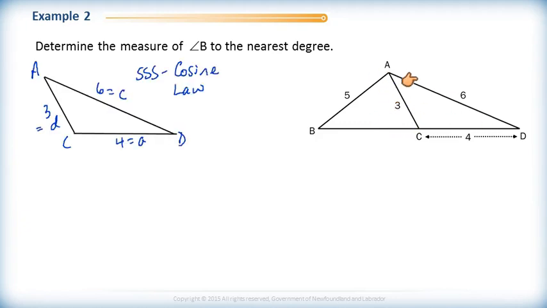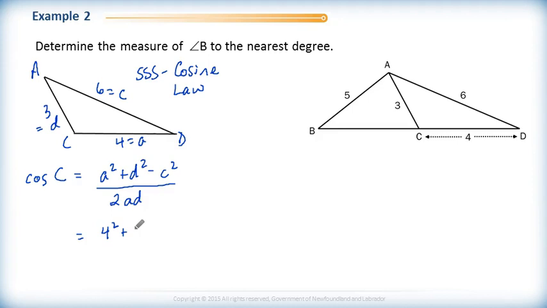I start by drawing a copy of triangle ACD over here, and I recognize that I have side, angle, side, so I use the cosine law. So cosine of angle C in that triangle is equal to a squared plus d squared minus c squared, all over 2ad. A is 4, so we have 4 squared. D is 3, so we have 3 squared minus c squared, that's 6 squared, all over 2 times 4 times 3.